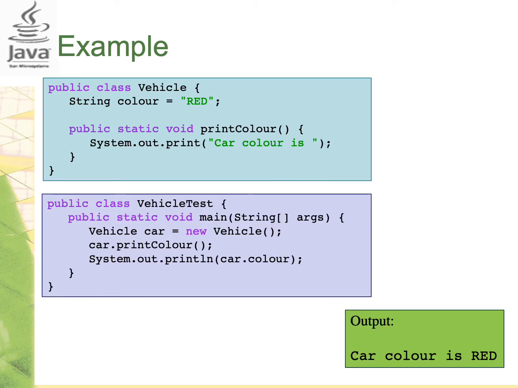So here we have two classes. The first one is called Vehicle that has a data field color and a method called printColor. Another class is called VehicleTask that only has the main method. Within the main method, it creates an object of class Vehicle to be able to access printColor method and color variable from the Vehicle.